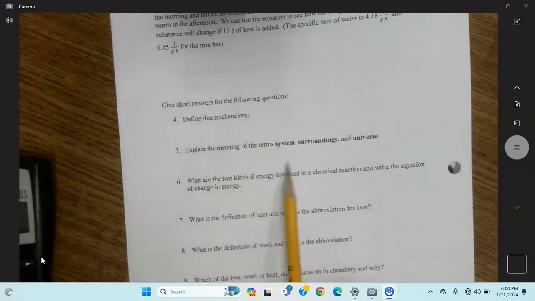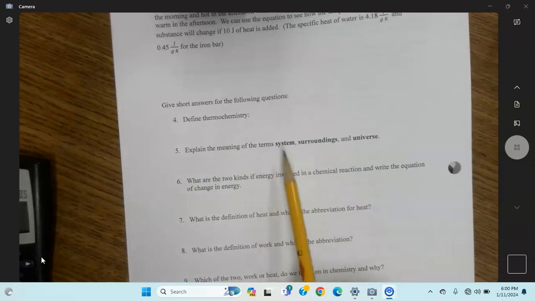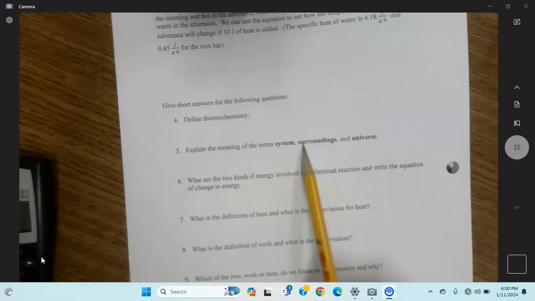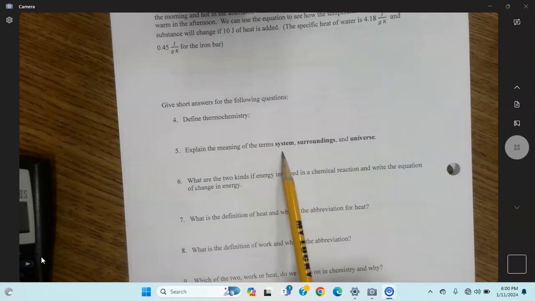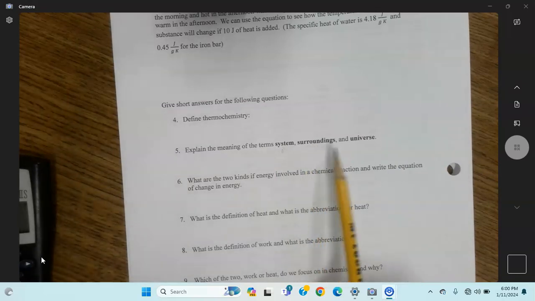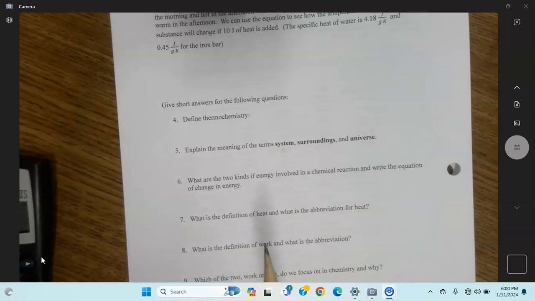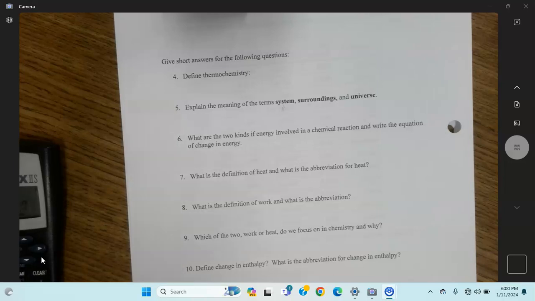Okay, explain the meaning of system, surroundings, and universe. The system is what you're studying. The surroundings is what's outside of that. So in the case of our sodium hydroxide, the bonds in the sodium hydroxide, when we dissolved that a couple months ago, that was the system. The surroundings was the water and the dissolved sodium hydroxide, which receives the heat. And the universe is simply the two of them together.